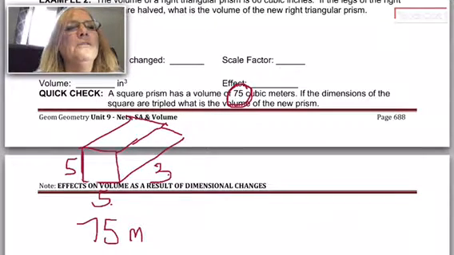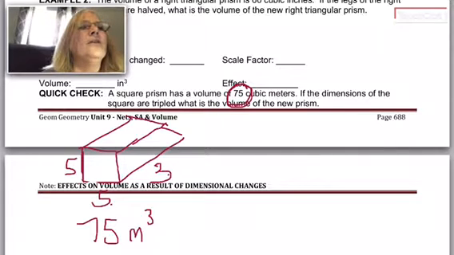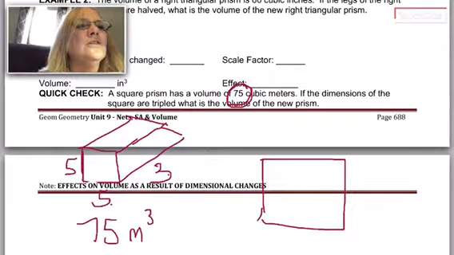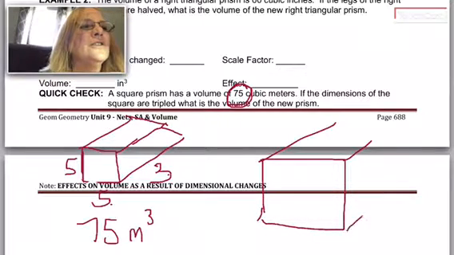So this is going to be 75 cubic meters. And so if the dimensions of the square are tripled, the only thing that's going to change is the square. This is still going to be 3.